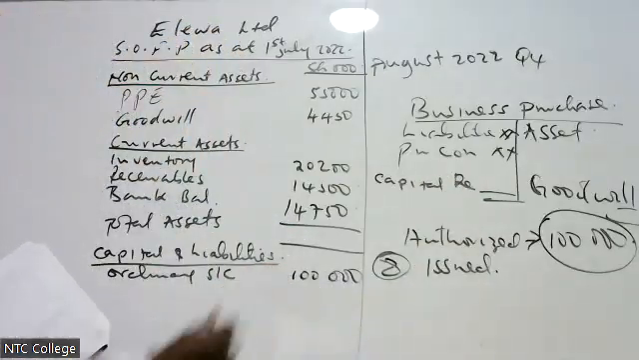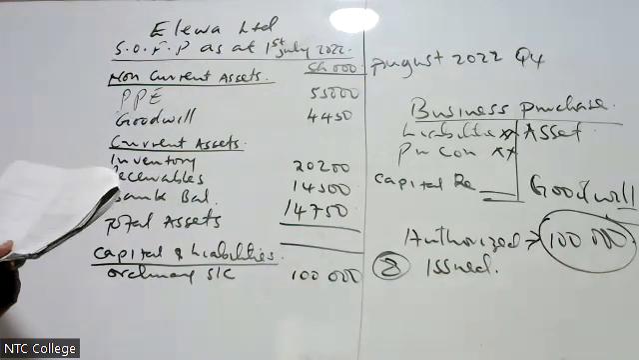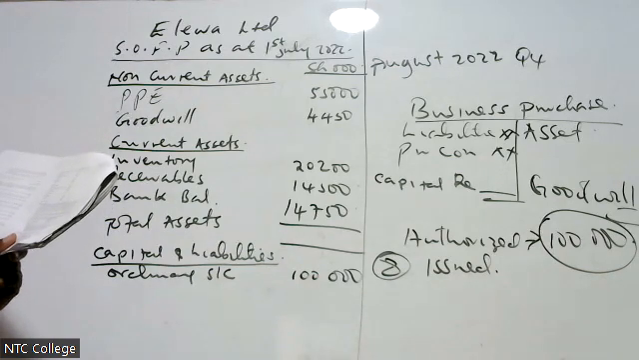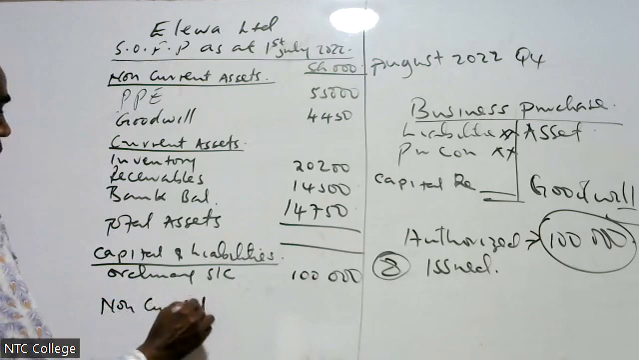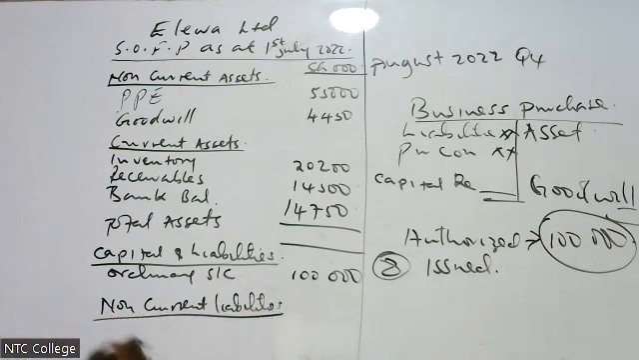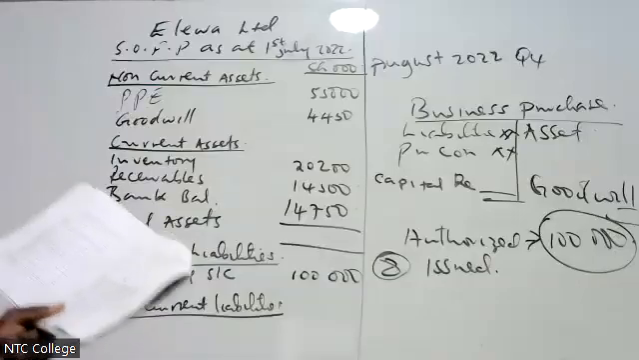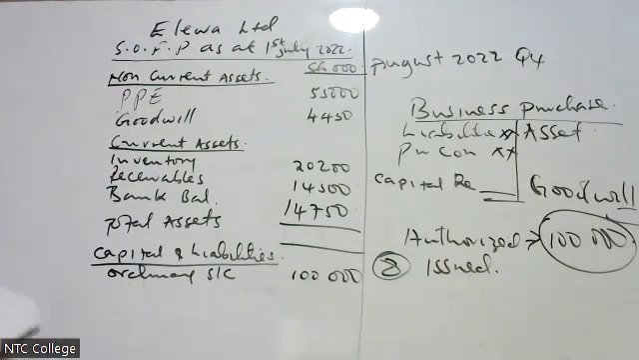Therefore, here in the balance sheet, ordinary share is 100,000. Then do we have anything else? We have non-current liabilities. Under non-current liabilities, we paid the bank loan, therefore it does not appear in our balance sheet. We go just to current liabilities.